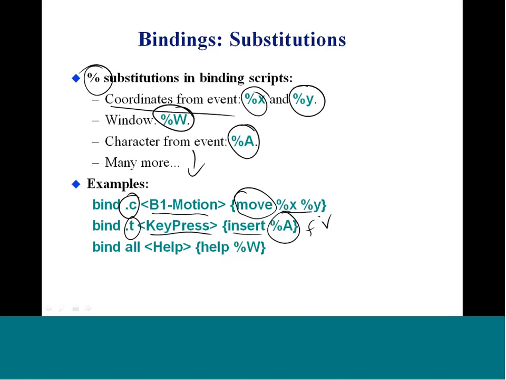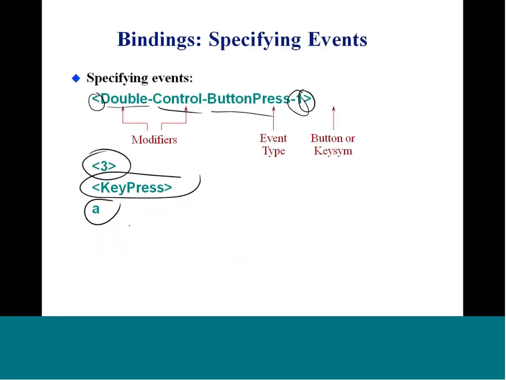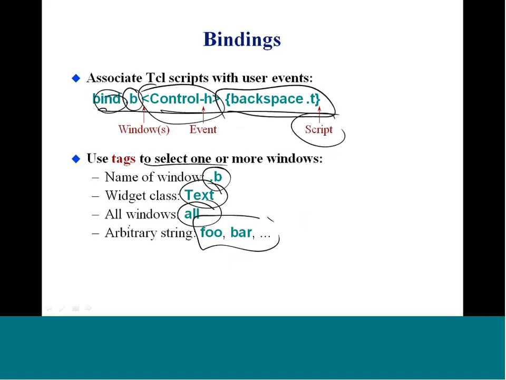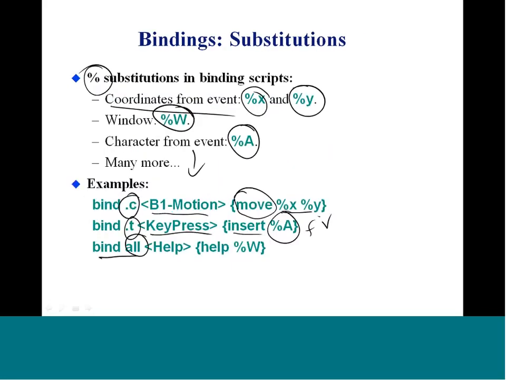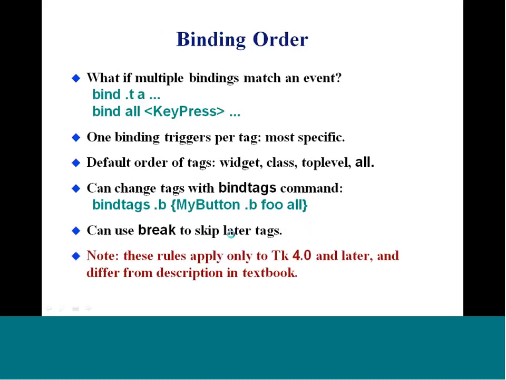And then here we say all, as you can see, like the previous one we noted, all windows is for all. So for all of them, if you type help, that opens the help window. These are some of the examples of how to bind scripts. We will be looking at this in much more detail anyway.